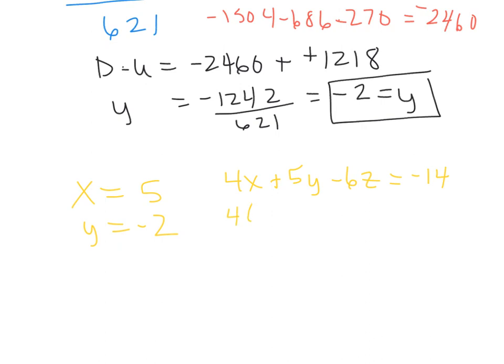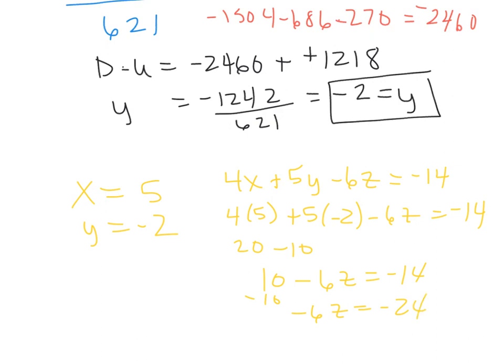So 4 times 5 plus 5 times -2 minus 6z equals -14. So I get 20 minus 10, which is 9. Oh, that's not right. That's 10. Minus 6z equals -14. So if I subtract 10, I get -6z is -24. And I get z is 4.